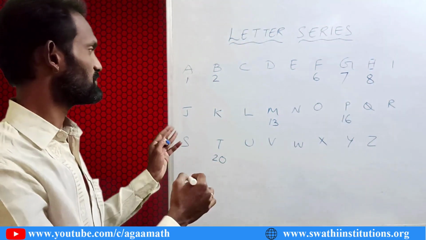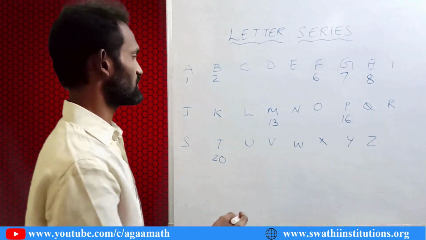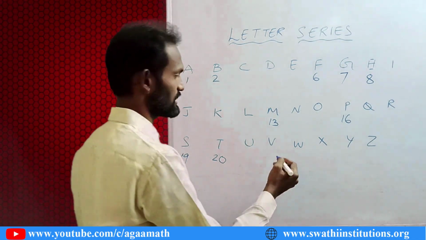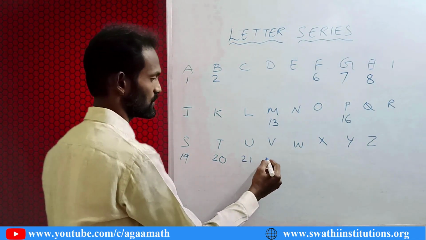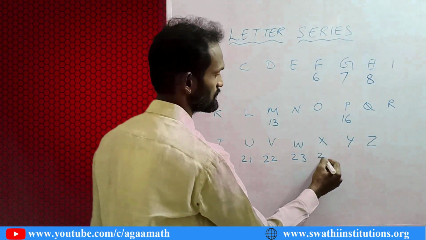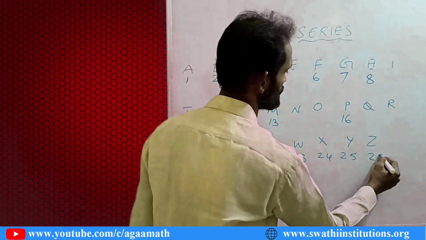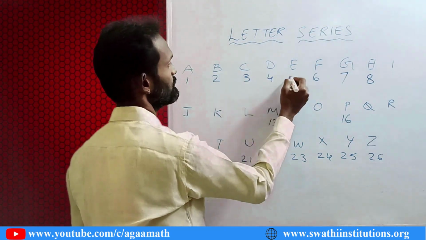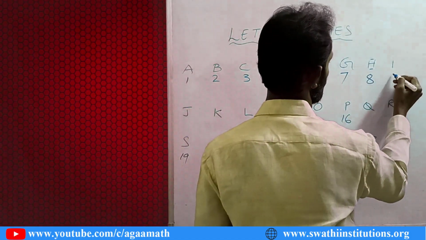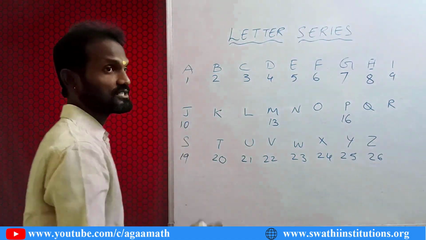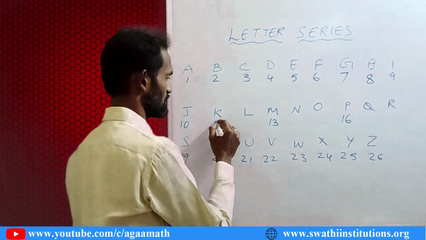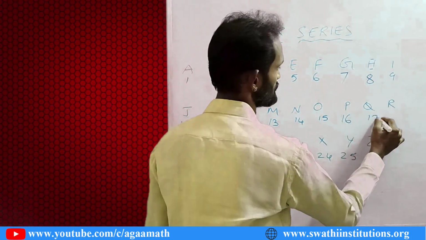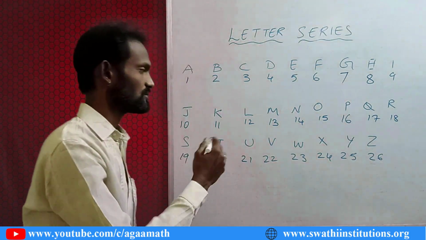So these are the minimum ones we can remember, and the others are closer to them. Before T is S19, right? And you can carry on, that is 21, 22, 23, 24, 25, and this is 26. Similarly, A1, B2, C3, D4, E5, H8. So I9, J10, K11, 12, 14, 15, 17, 18. So these are the positions.